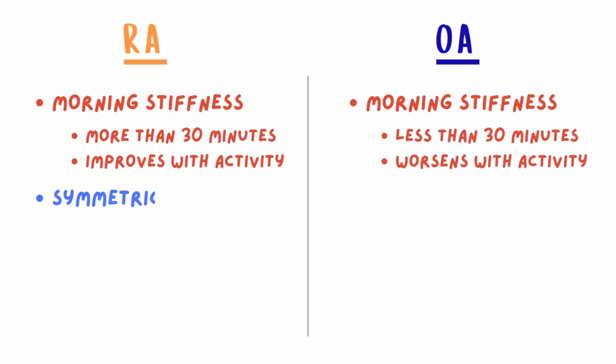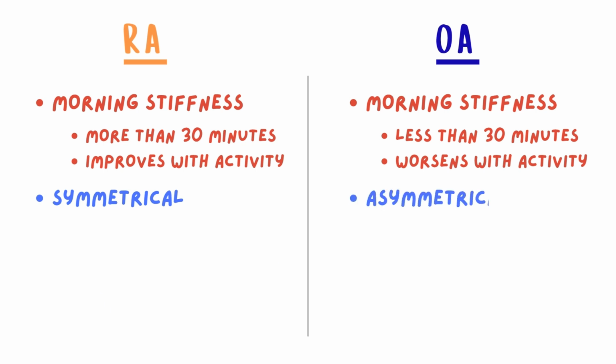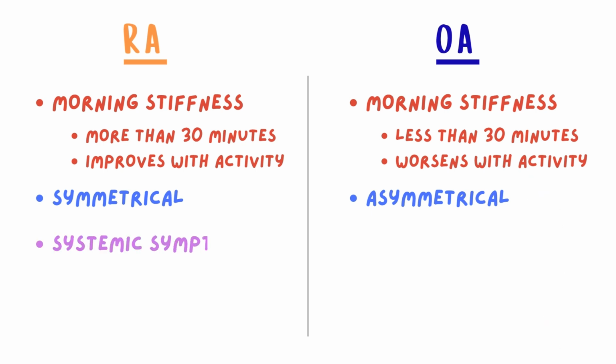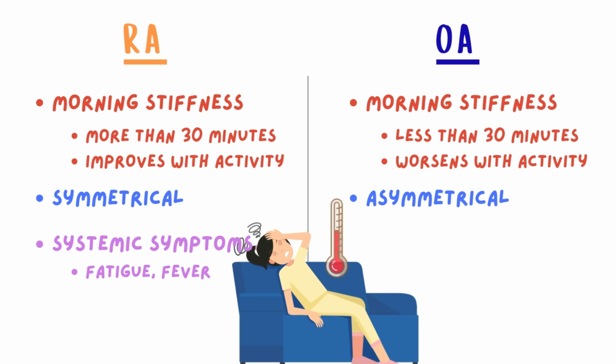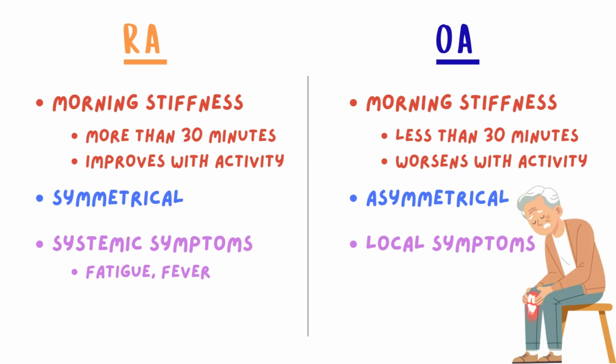You see the difference? And look at the pattern. RA is symmetrical, so both wrists, both knees. OA is often just one side. And since RA is systemic, you get that fatigue, that fever, things you just don't typically see with OA. You're going to see more localized joint pain with OA.